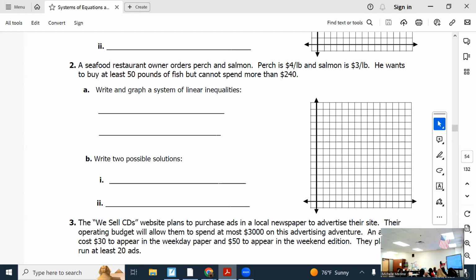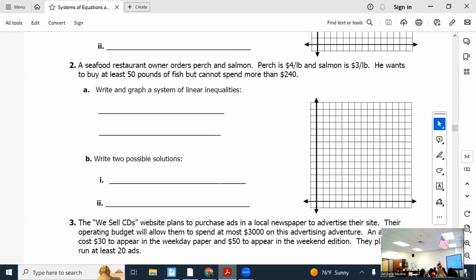So I'm going to read you one, and you're going to tell me what the totals are. A seafood restaurant owner orders perch and salmon. Perch is $4 a pound. Salmon is $3 a pound. He wants to buy at least 50 pounds of fish, but cannot spend more than $240. All right, we're going to write a system of linear inequalities to represent that.